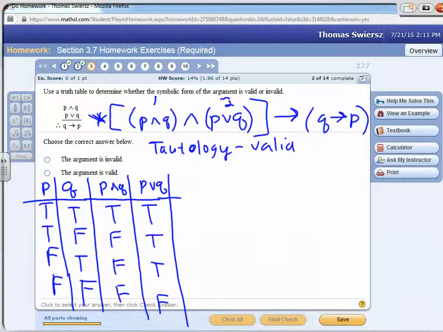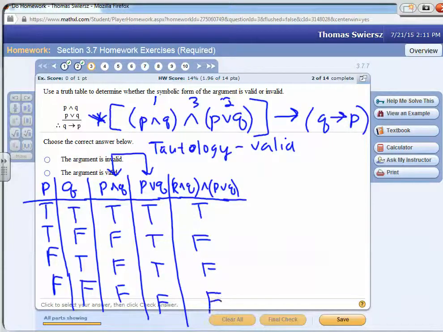Okay, now we're going to put these two columns 3 and 4 together with the conjunction. So P and Q, and P or Q. So we're doing a conjunction with column 3 and column 4. So true and true is true, false and true is false, false and true is false, and false and false is false, because a conjunction is only true when both are true.